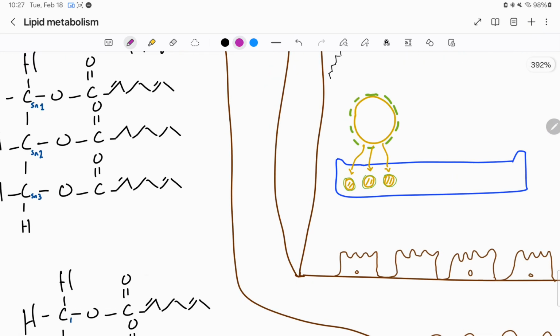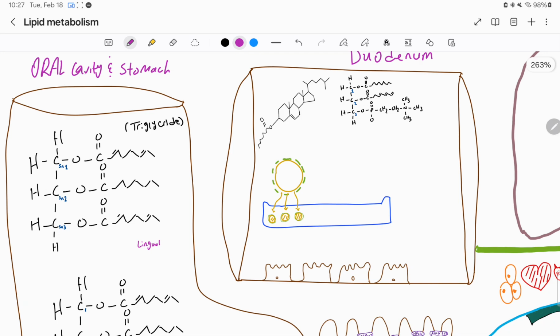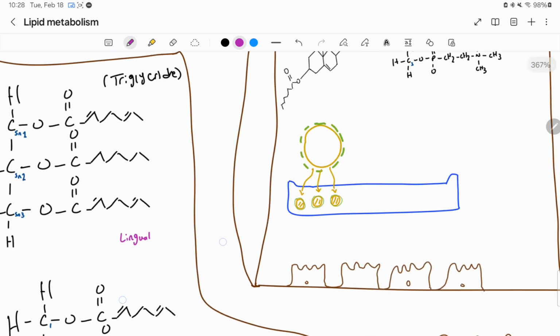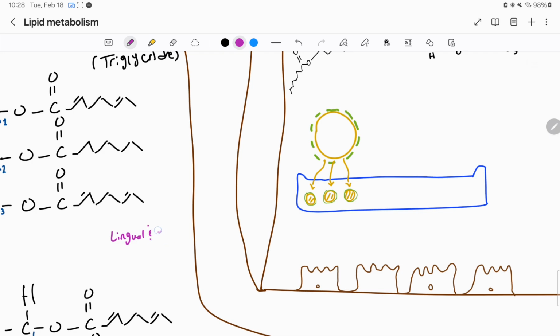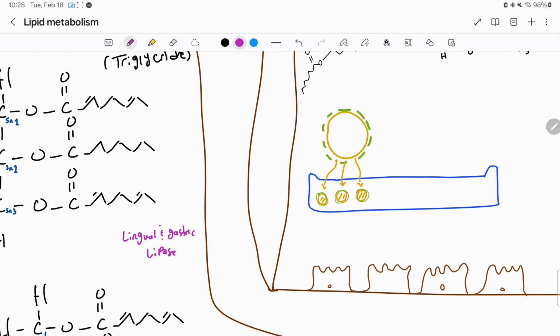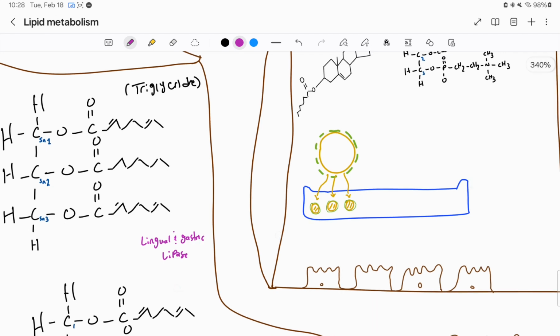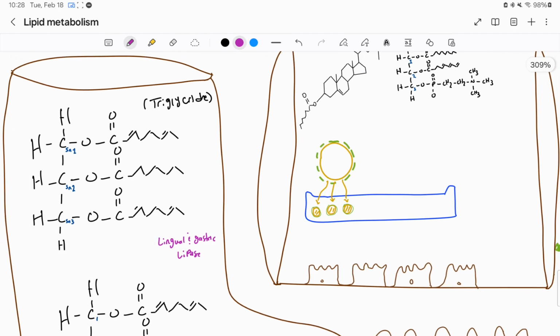So the first enzyme we're going to have to be dealing with is this guy right here called lingual lipase. But there's another one. Since we're combining the oral cavity and the stomach together, we're going to say that the stomach, from the chief cells of the stomach, if you guys remember the chief cells, they also make an enzyme called gastric lipase, okay? Now, lingual and gastric lipase, they both are cleaving or functioning at the exact same space, okay?